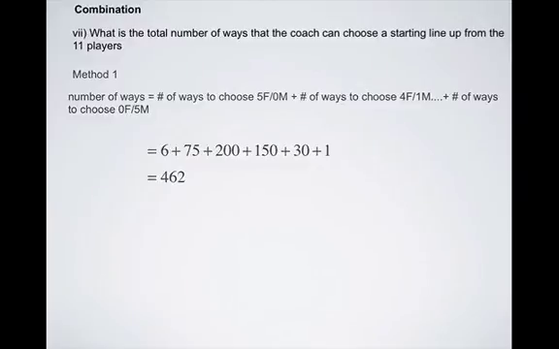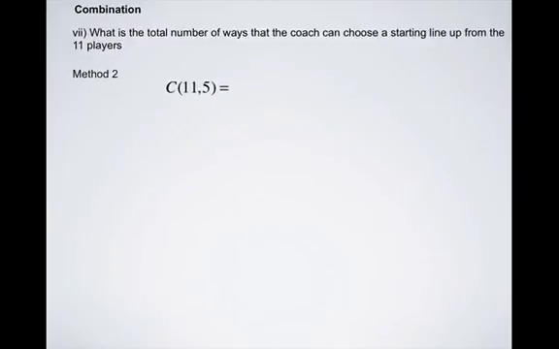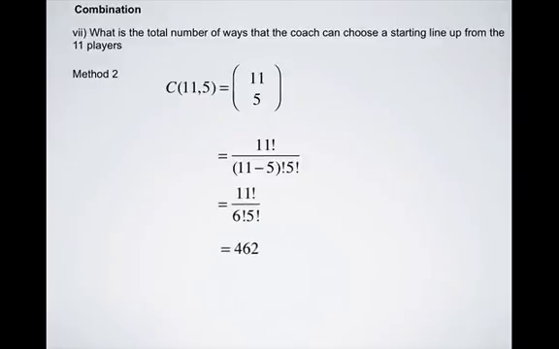The easier way to do this would have been to do the combination of 11 choose 5, and remember it's a combination because the order that the people are chosen, or the position, they'd have no position, so order is not important. So this is the combination of 11 choose 5, which is 11 factorial over 11 minus 5 factorial times 5 factorial. And that simplifies to be 462.